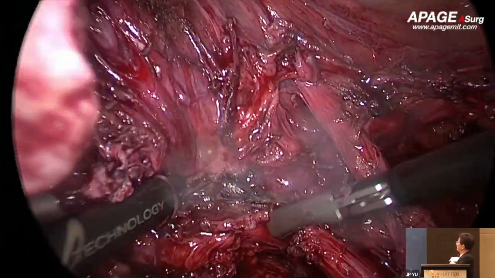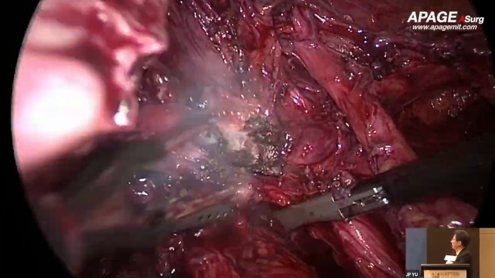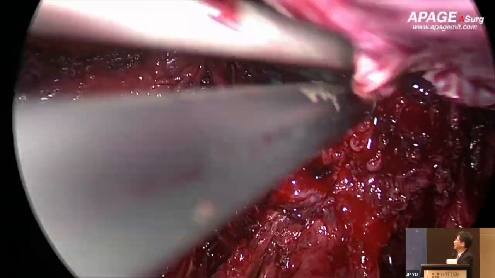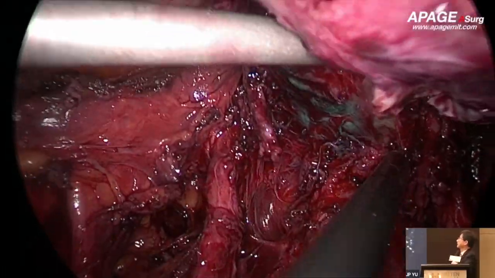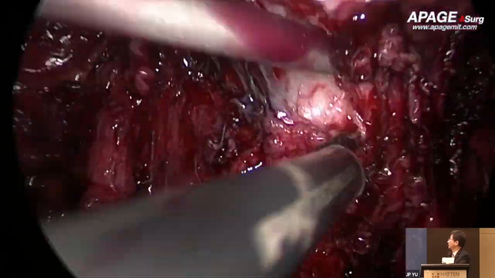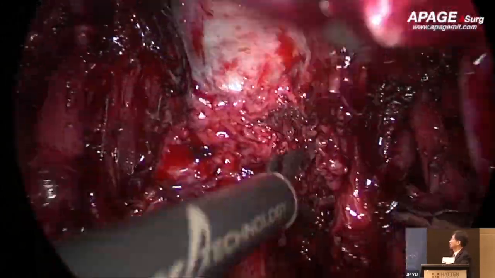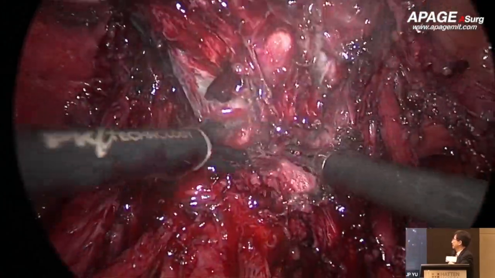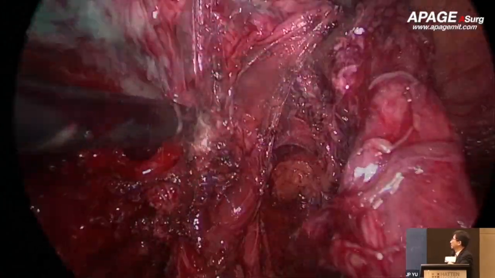Okay, because recently, I have talked about it, in the LACC study, they are talking about the CO2 insufflation. That is not really the issue, but they have another concern about the use of the uterine manipulator, which may make the tumor spread.